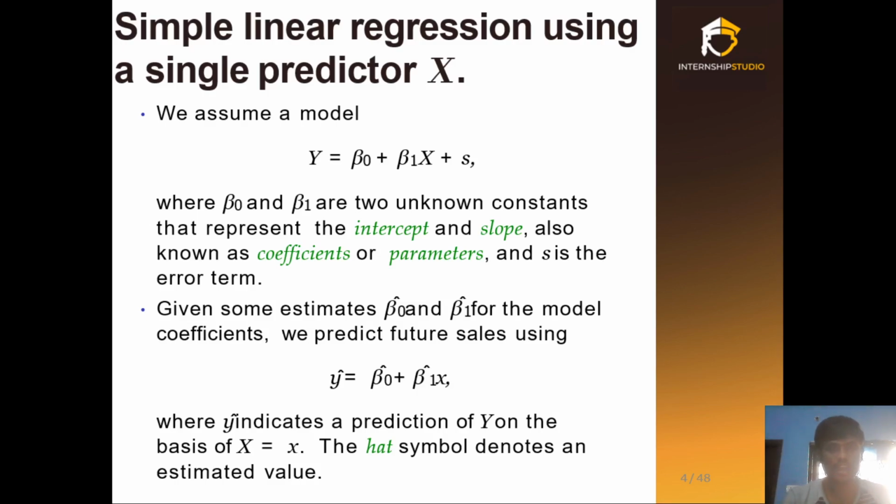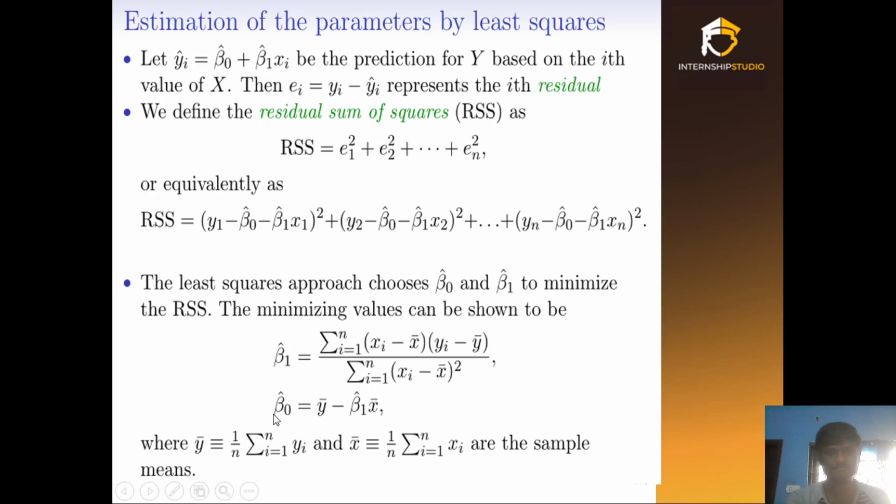Okay. So you can see that you have this simple linear regression using a single predictor X. We are assuming a model here. This is a model that we are referring to. And then we have the intercept and slope as beta naught and beta one, right? And we have the coefficients or parameters respectively. And you can see the y hat that we are going to use for the prediction, and how we are going to do the estimation of parameters by least squares.